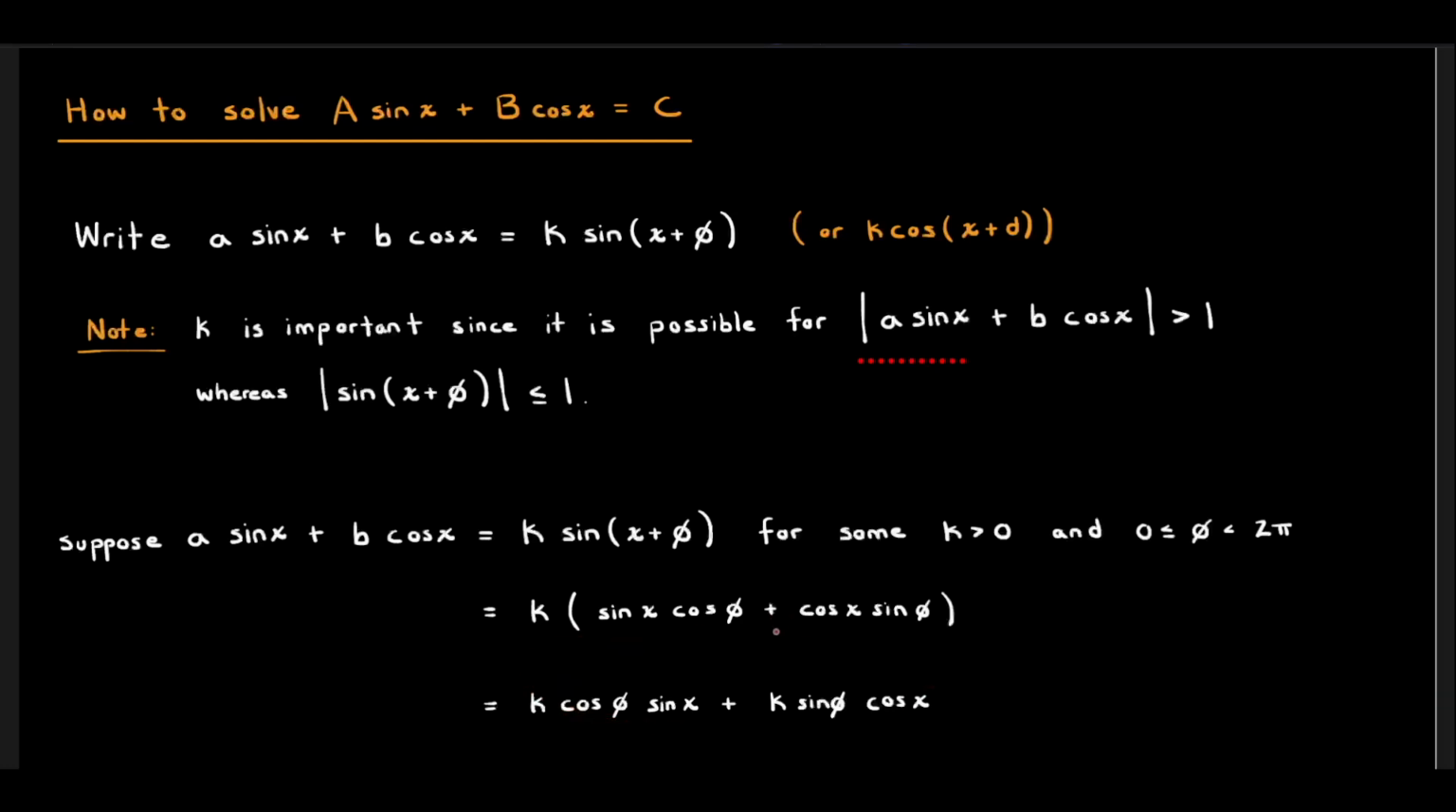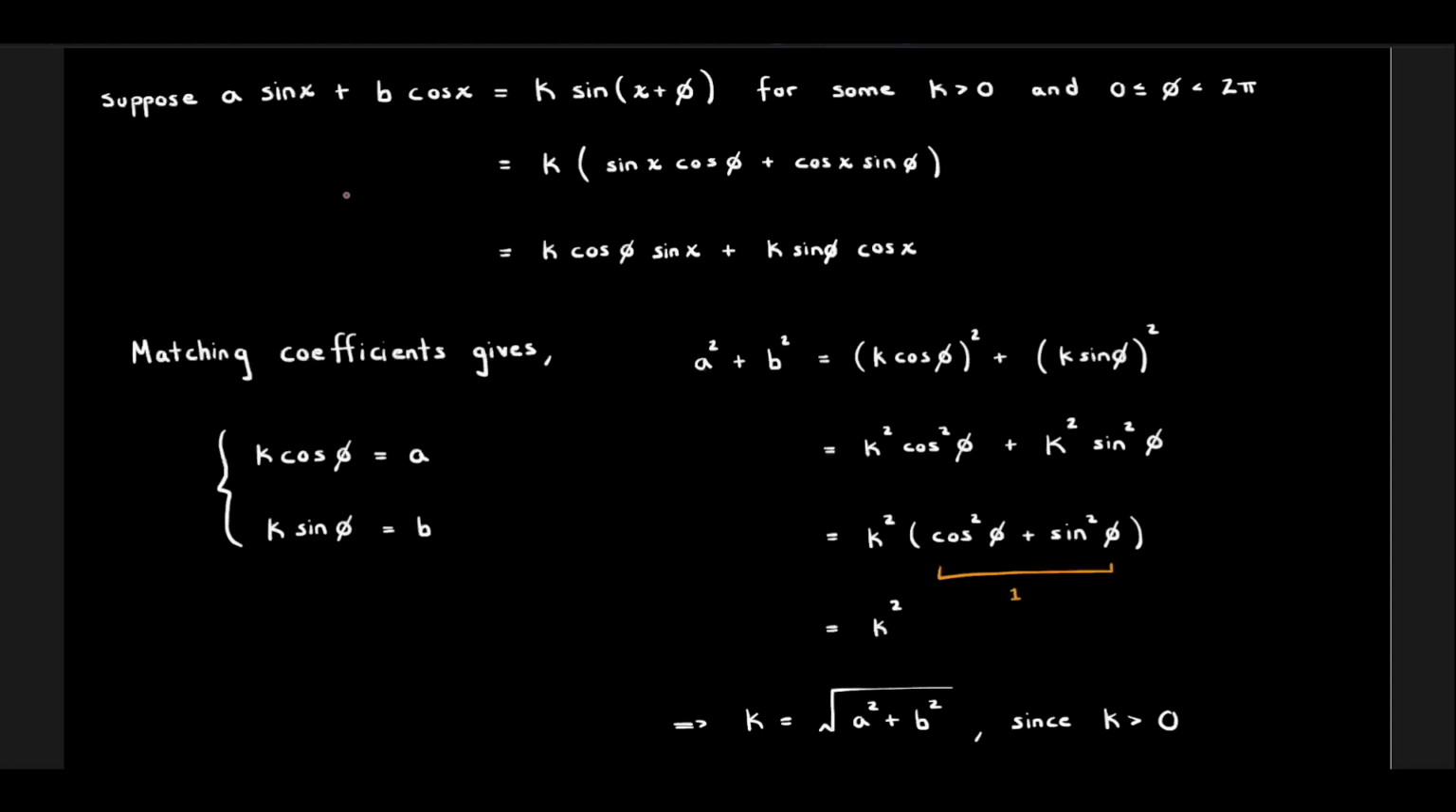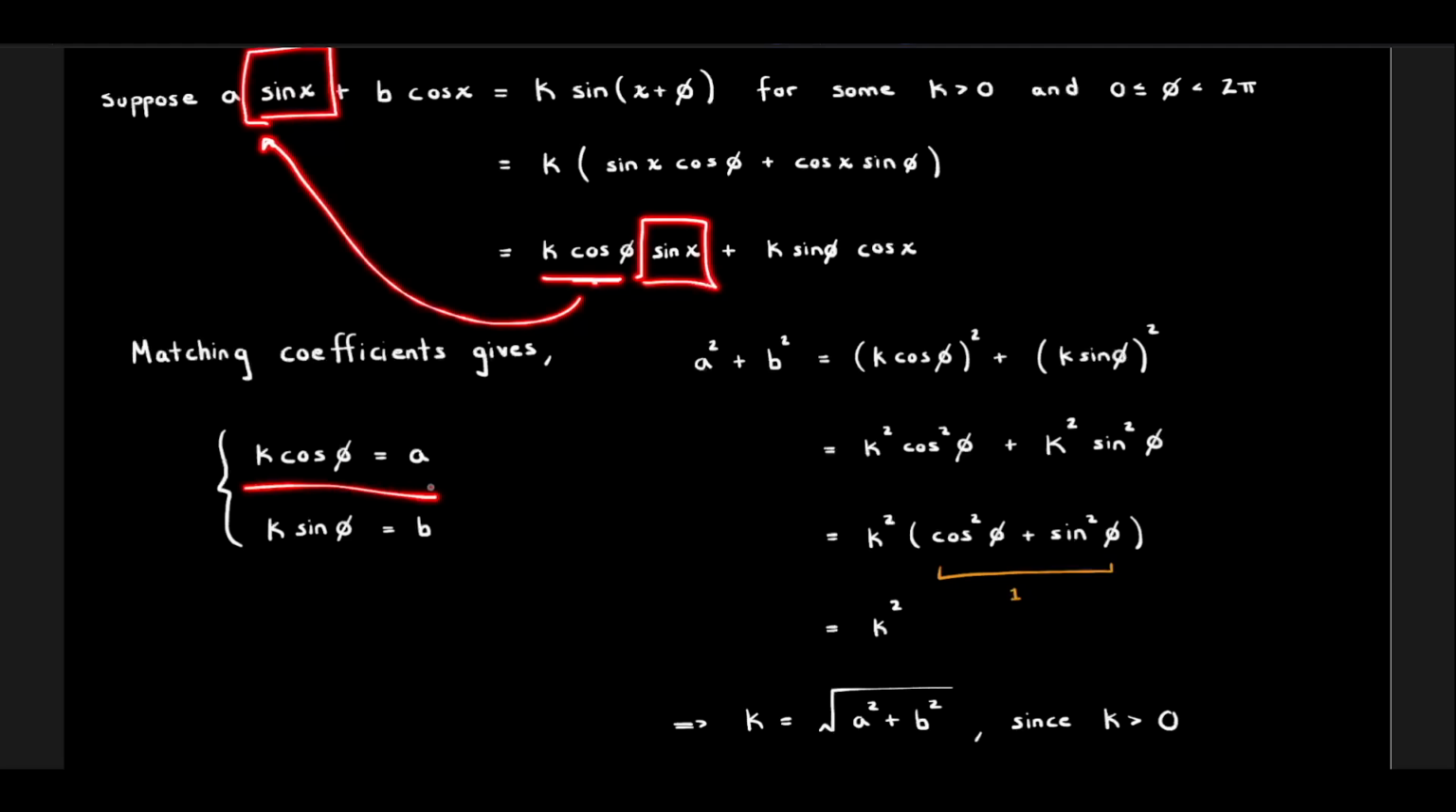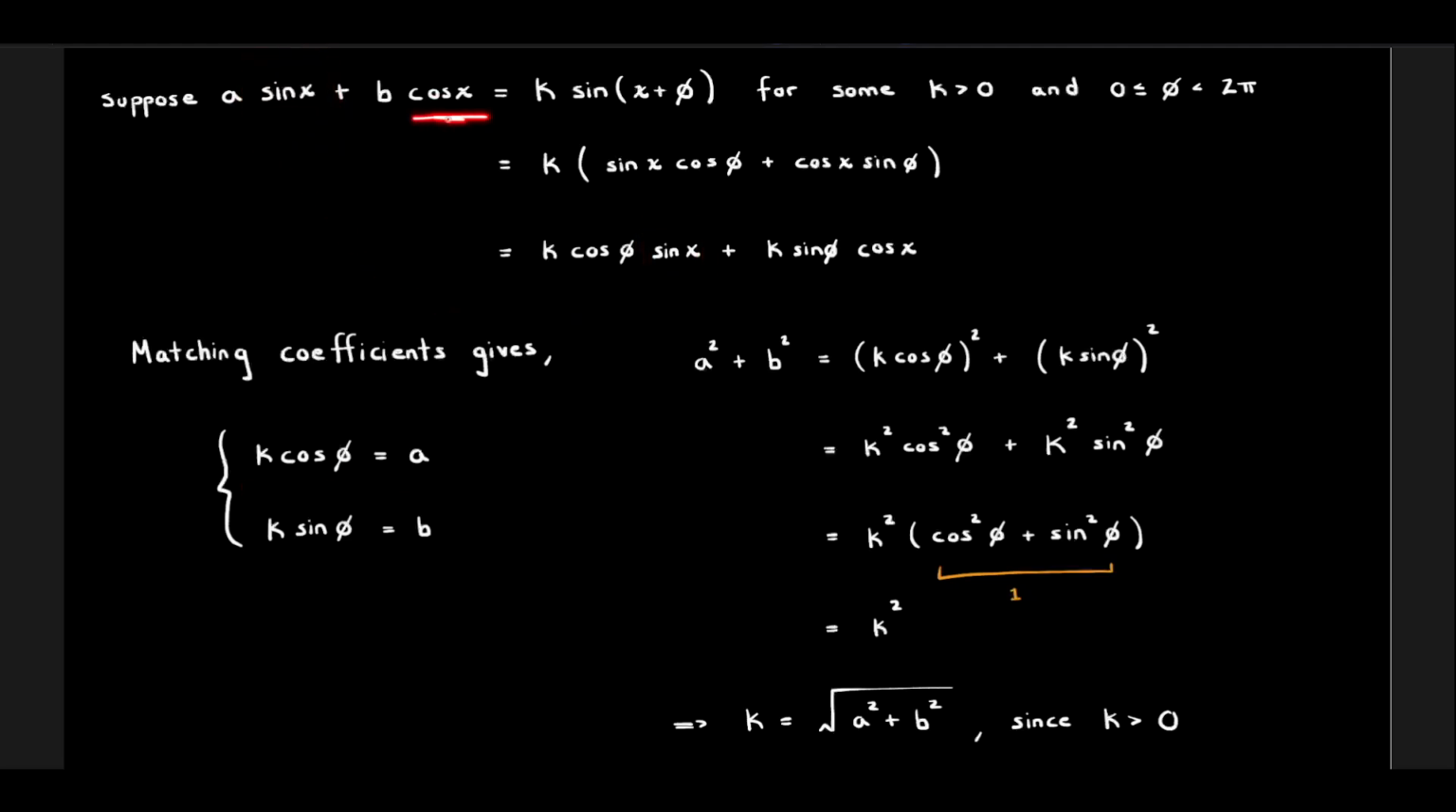And now the trick is going to be to match coefficients. Okay, so now if we match the coefficient of the sine x term, you can see we also have a sine x term here. Then what that implies is that this k cosine phi should be a. And so that's my first equation. K cosine phi should be a. Similarly, we have cosine x, we have cosine x. So the coefficient here, k sine phi, that should be exactly b. And so that gives me my second equation.